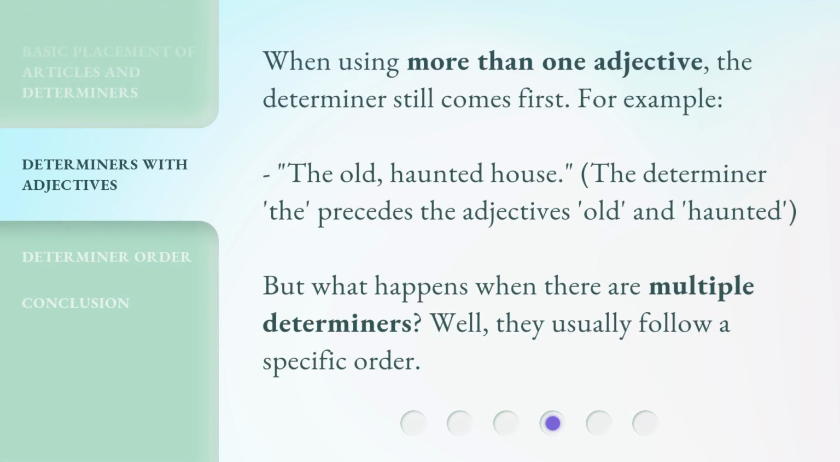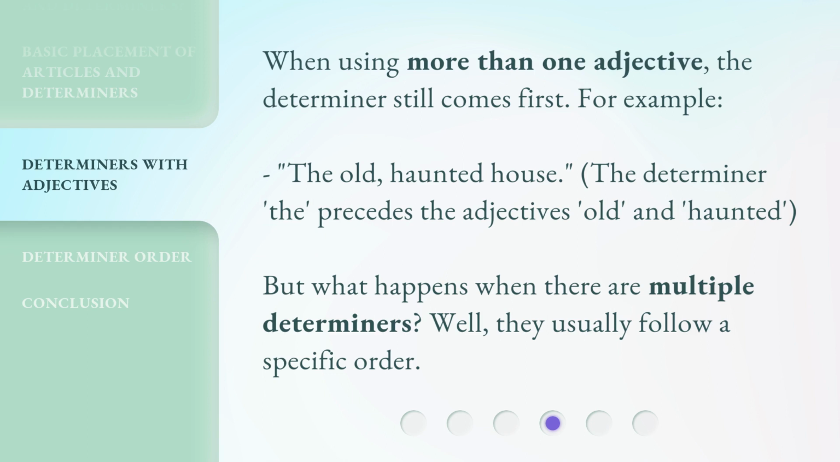When using more than one adjective, the determiner still comes first. For example, the old, haunted house. The determiner, the, precedes the adjectives, old and haunted.